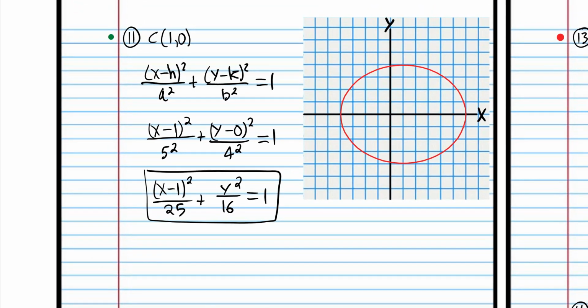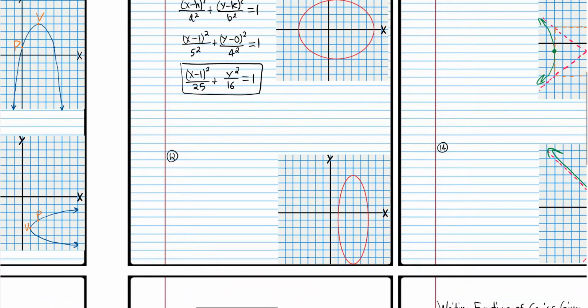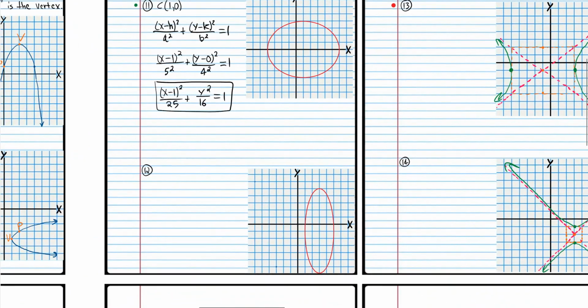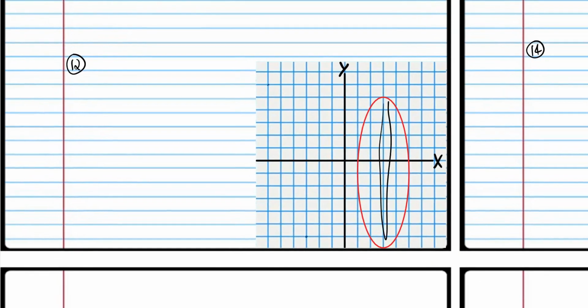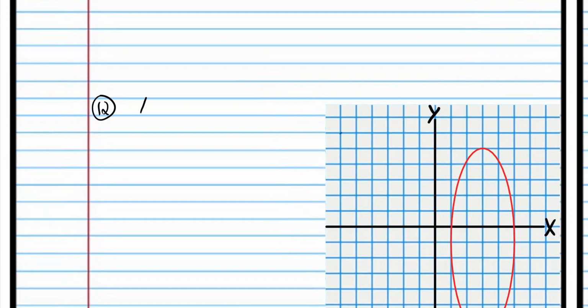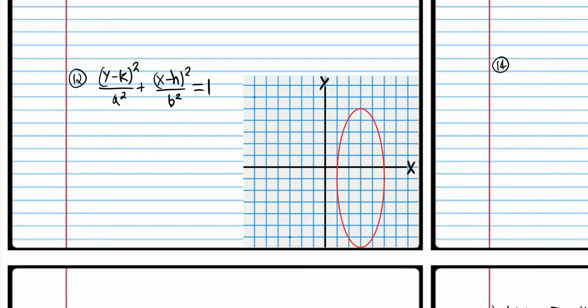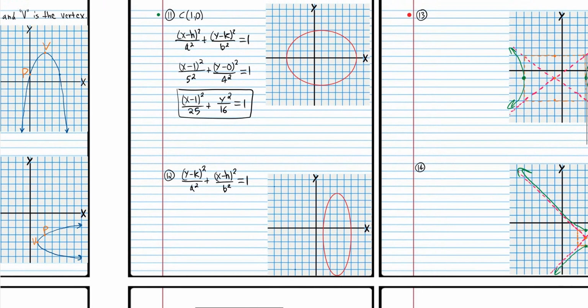So if you got that right, perfect. Go ahead and try number 12. For number 12, notice that the major axis is actually vertical. So what that means is that A is going under the y minus k squared term, and B is going under the x minus h squared term. So go ahead and try number 12, and when you come back, we'll do it together.